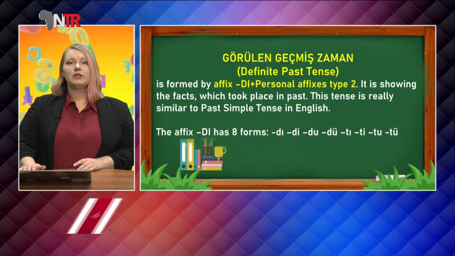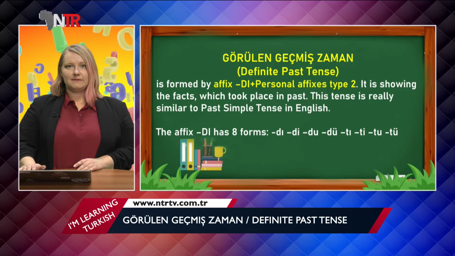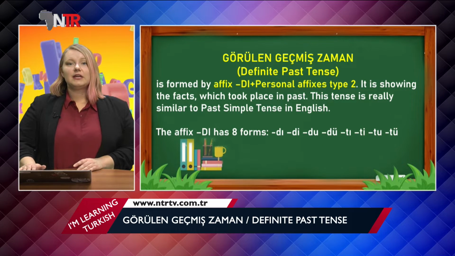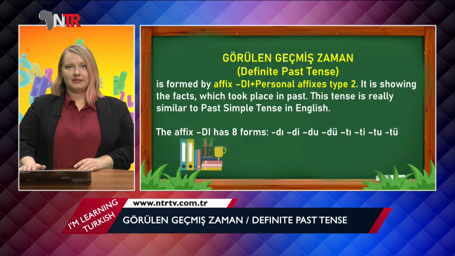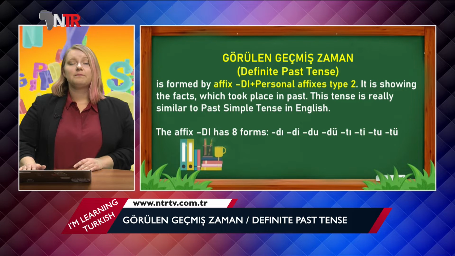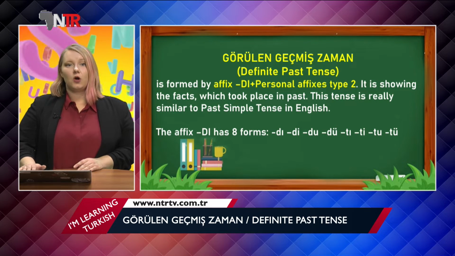And in this lesson, we will understand how to tell about our past, because the past is really important for every human being. It shows what we passed through. We will start from the very easiest past tense in Turkish, which is the definite past tense. In Turkish we name it görülen geçmiş zaman. It means past tense which we saw.